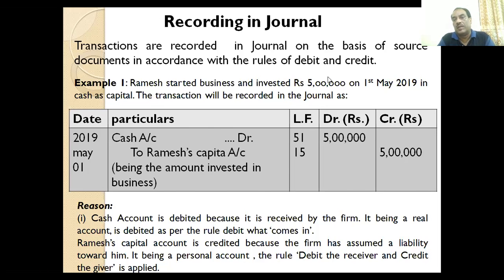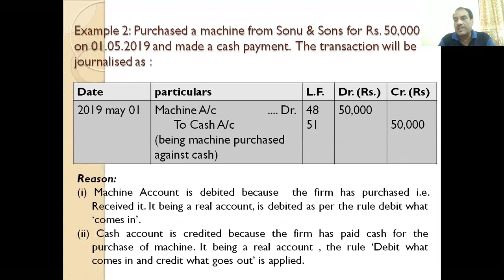Then the second example is: purchase a machine from Sonu and Sons for rupees 50,000 on 1st May 2019 and made a cash payment. So a machine was purchased in cash, making payment of rupees 50,000 to Sonu and Sons. How will these records be recorded in the journal?